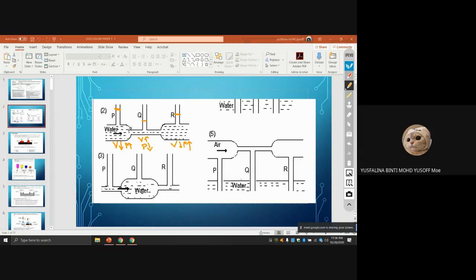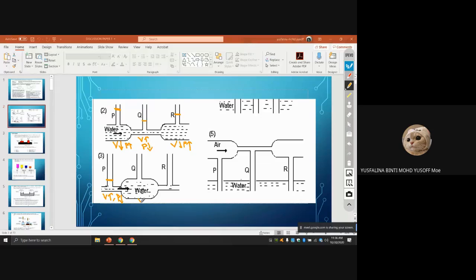For this one, because the water just came up from the higher place, the velocity is much higher than this one. From R is higher than P, so it is in between those two here. So this is the water level. For this one, the velocity here is higher, so the pressure is lower, and the water can only rise up until here.